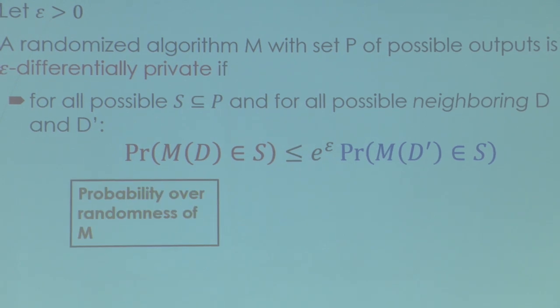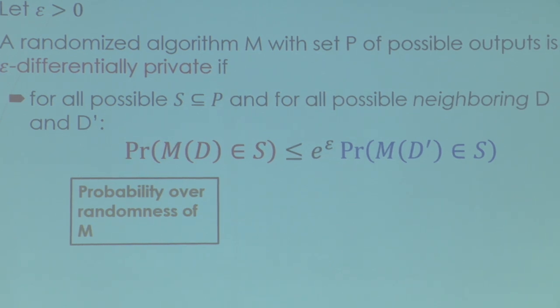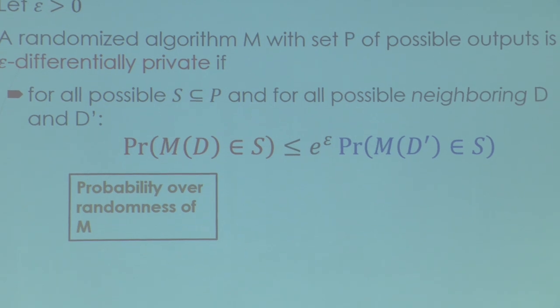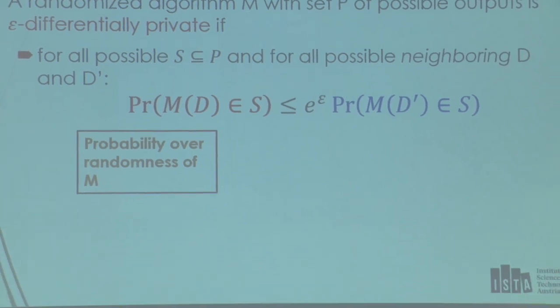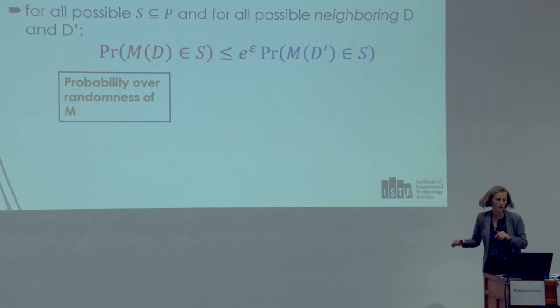And the randomness here, I should emphasize, the probability here, is only over the random choices of the algorithm. The input is worst case. We are saying for all possible D and D prime. There's no input distribution. This is only on the randomness of the algorithm.